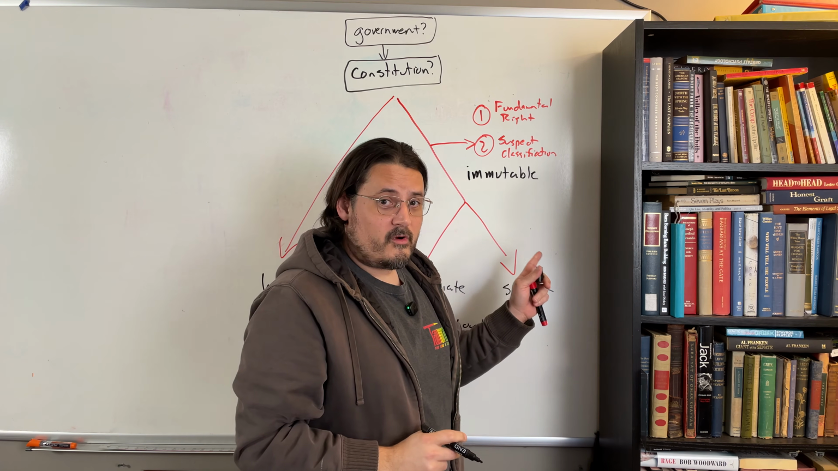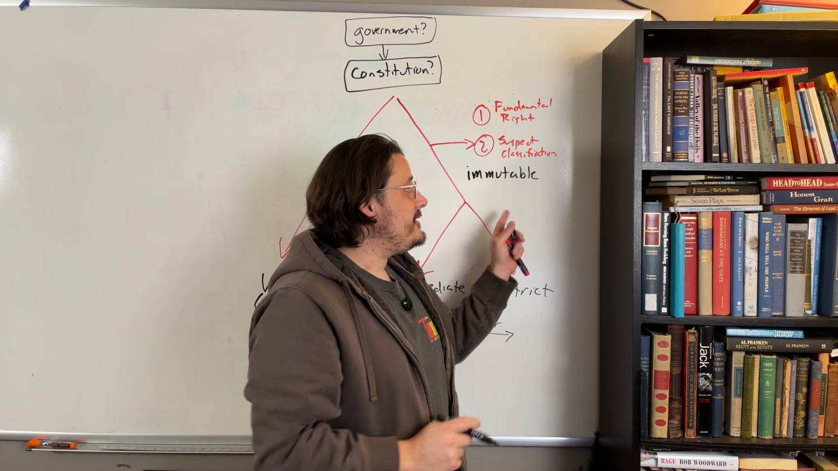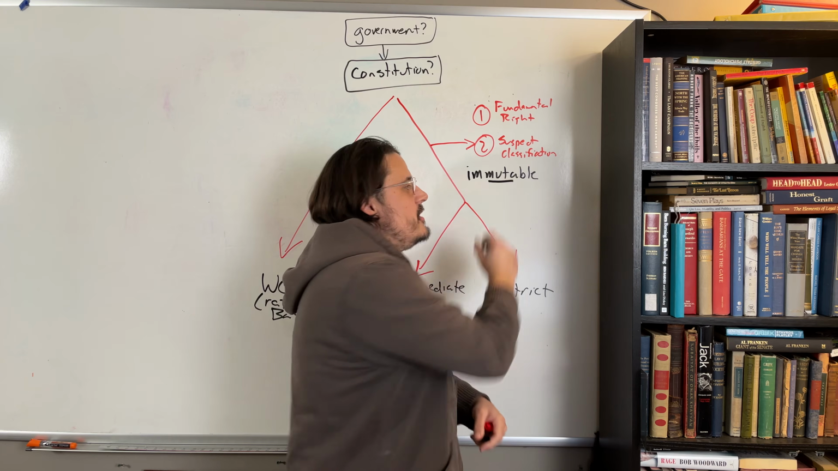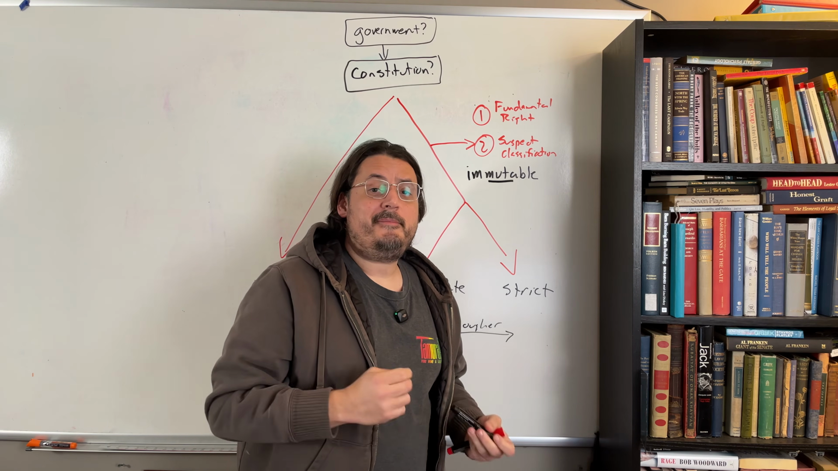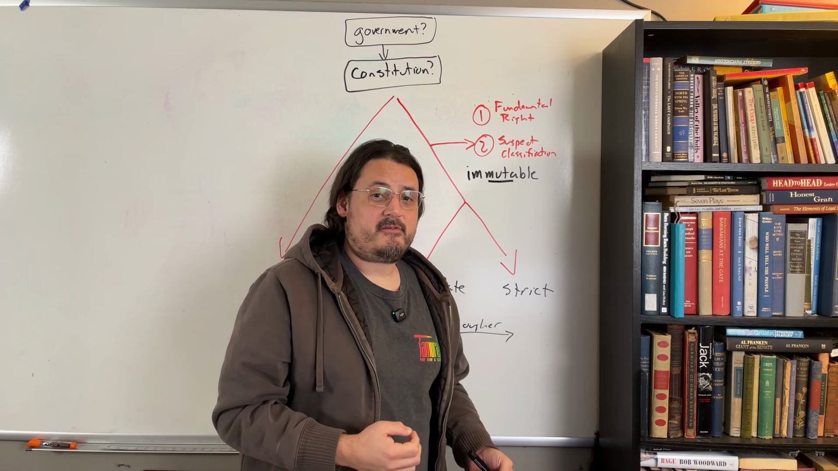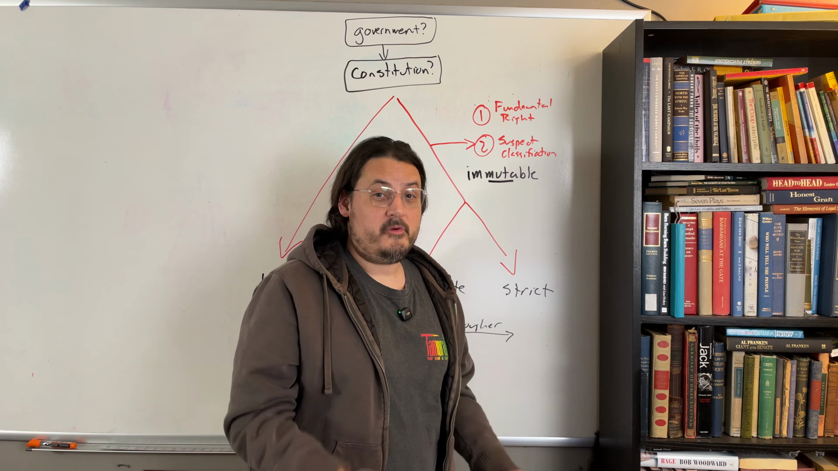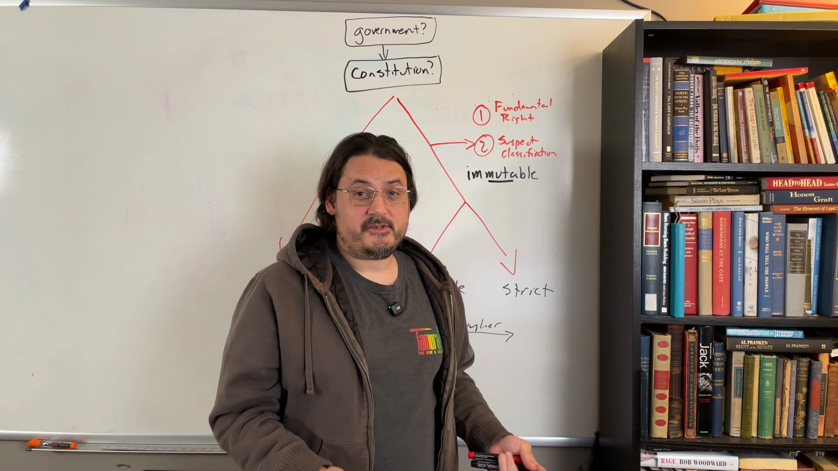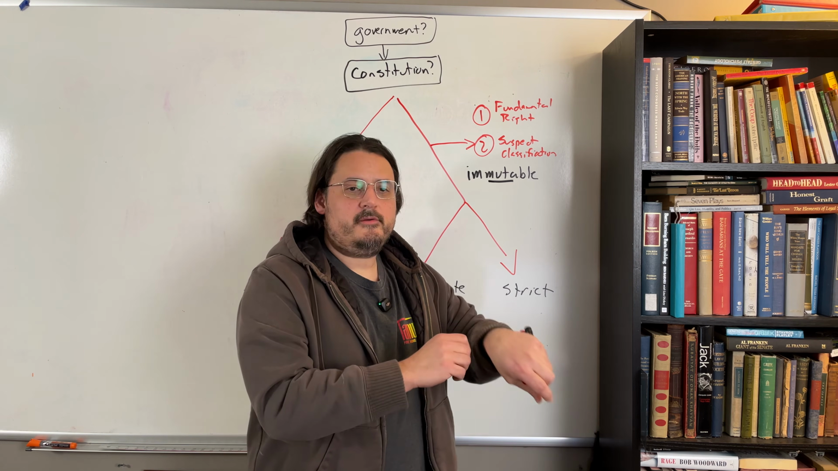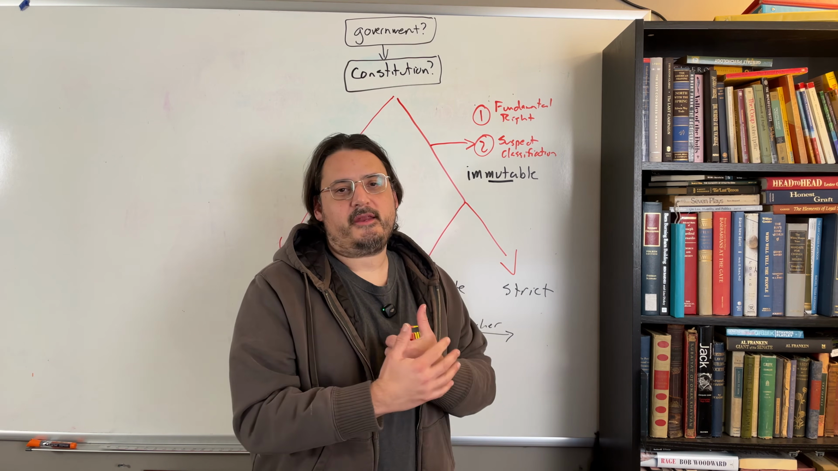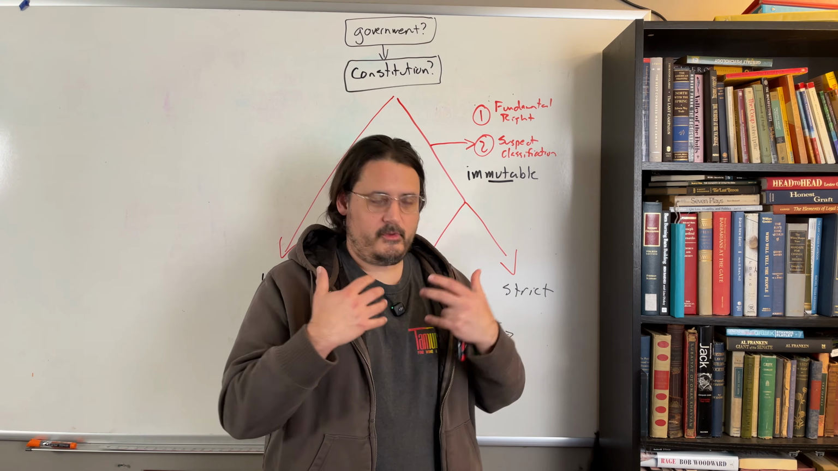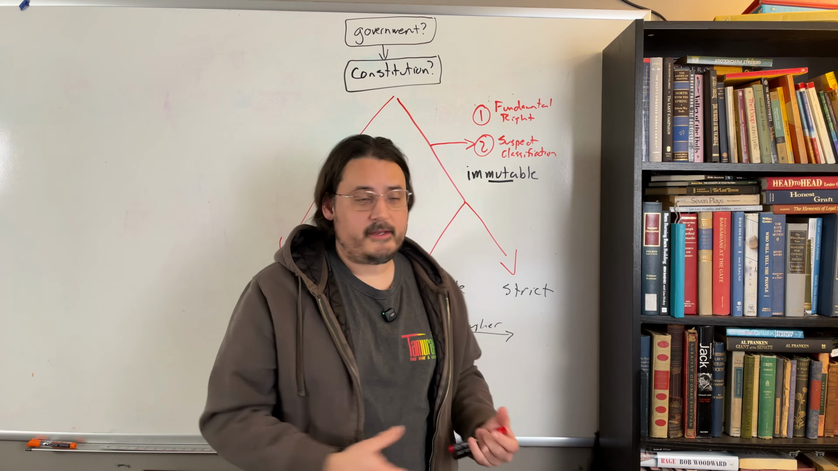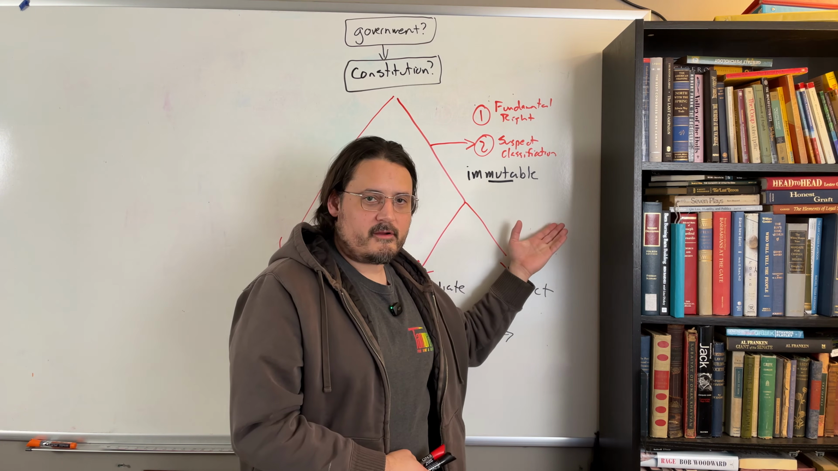Now, the important part of the word immutable is in the middle. Mute. An immutable characteristic is a characteristic that cannot be muted. And the classic example of an immutable characteristic is your race. You cannot hide your race, you can't cover it up. It is who you are and it's on the outside. It is an immutable characteristic.